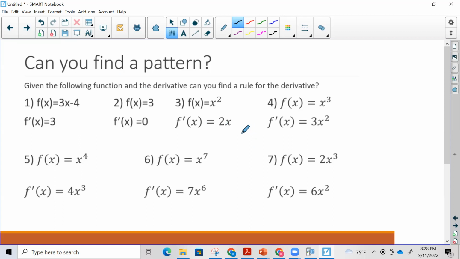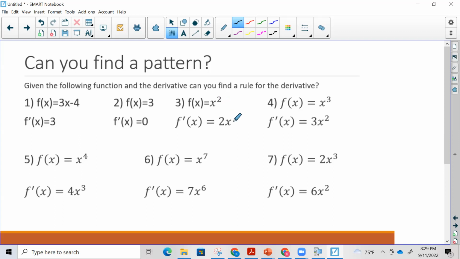And what you should notice is, for 3x minus 4, well, we know that's a line and the slope is just 3. So that makes sense that the derivative is 3. When you have f of x equals 3, that's a horizontal line, and so the slope is 0. So that's why the derivative is 0. And if you look at all the other ones, there seemed to be a pattern. The exponent came in front. It became the coefficient in front for all of these. And the new exponent on the derivative is 1 less.